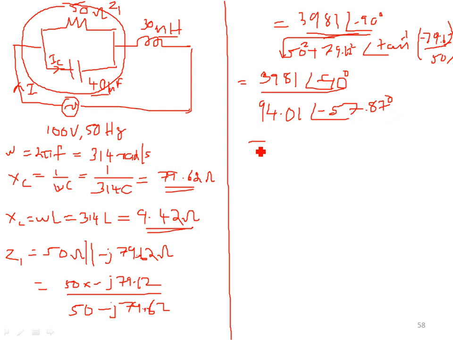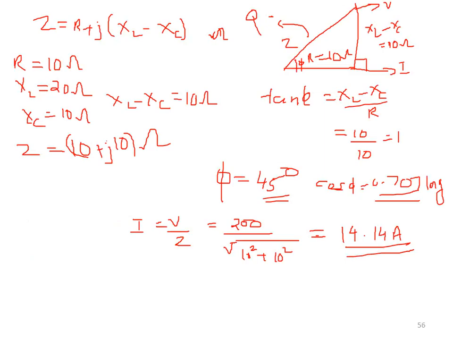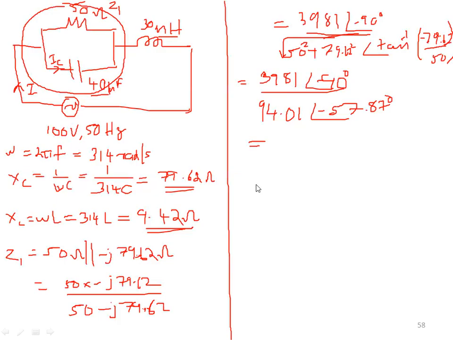So the magnitude becomes 3981 divided by 94.01. What is it? It is 42.34. Angular becomes 42.34 and angle becomes minus 90 minus 57.87. So angle is minus 32.13 degree. Okay, that much ohm. Now, coming to Z2.